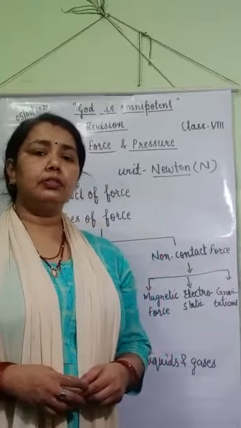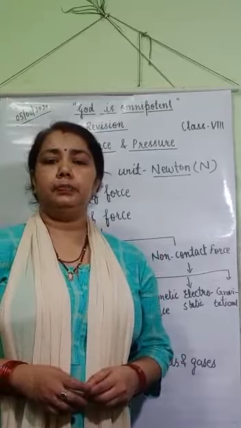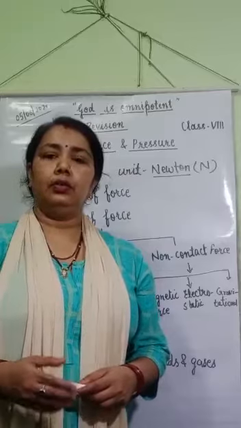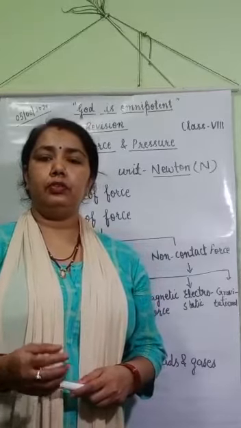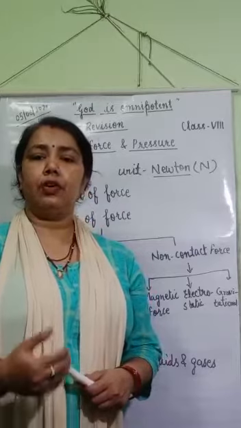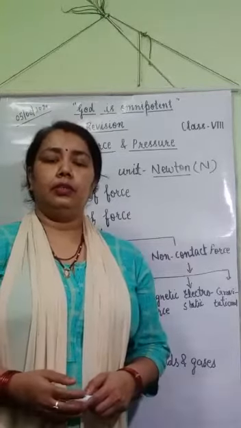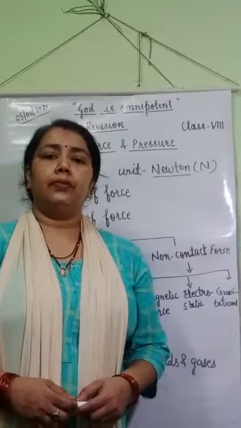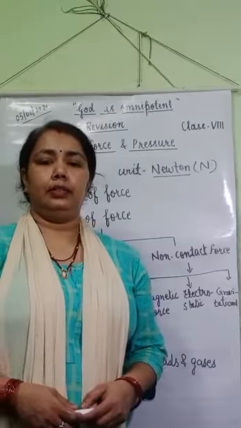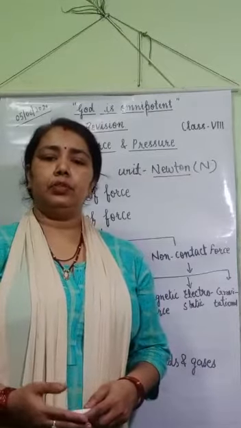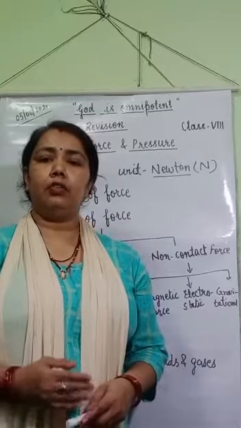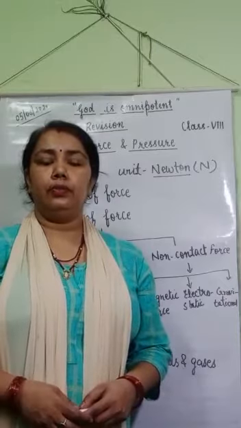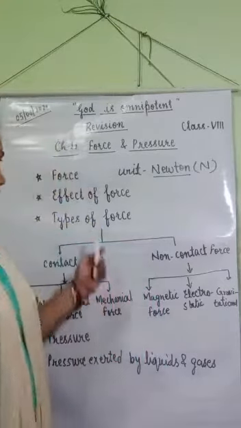And force can also change the speed of an object. When a ball is rolling on the ground and you want to stop it, you apply force in its opposite direction, and it can stop or slow down its motion. So force can change the speed of motion. When an object is in motion, it comes to a rest state, and when an object is at rest, it comes into a motion state due to the force. So these are the effects of force.